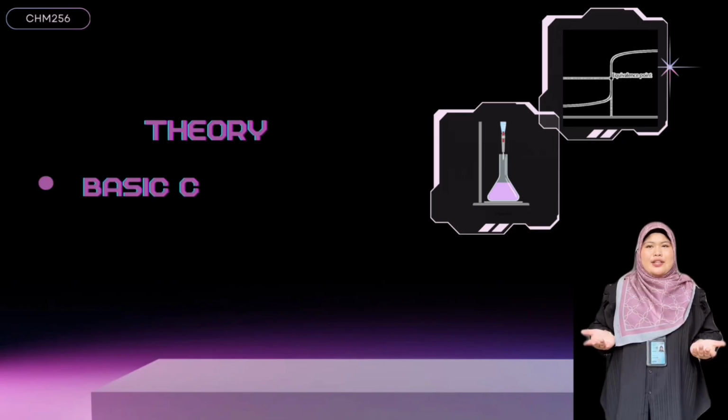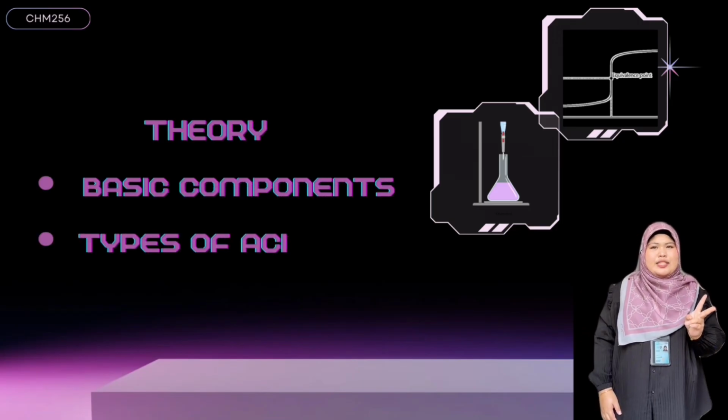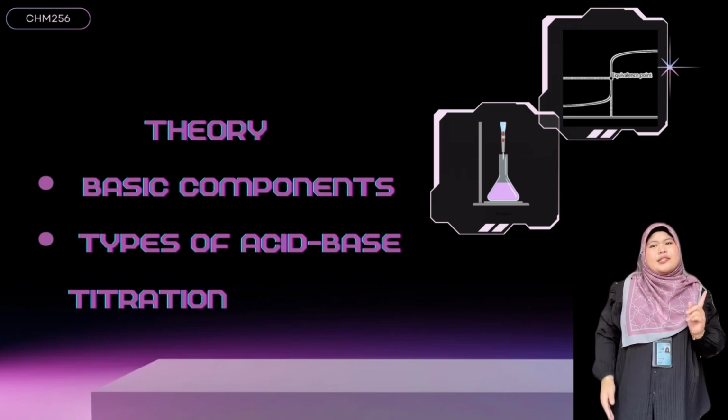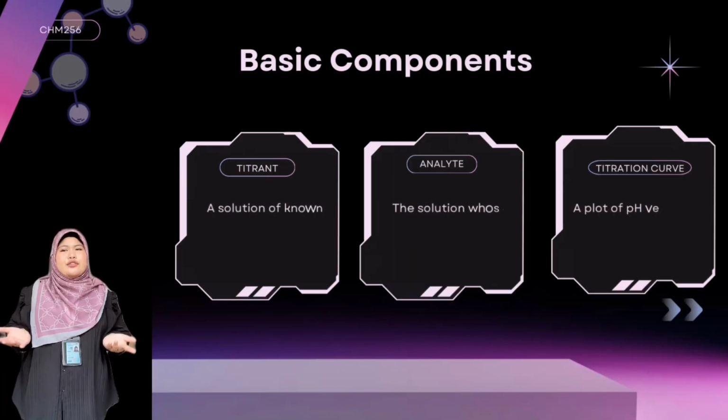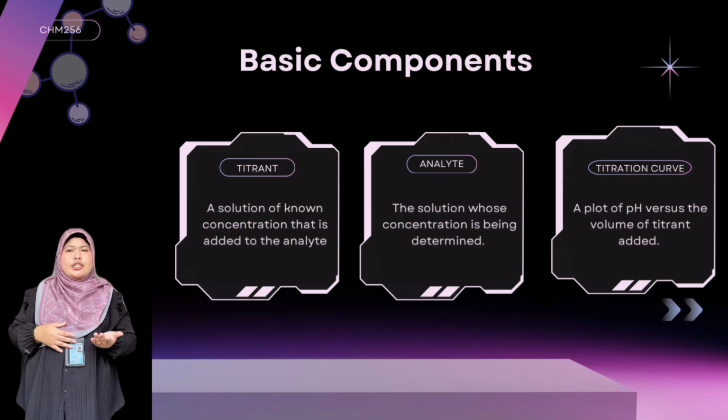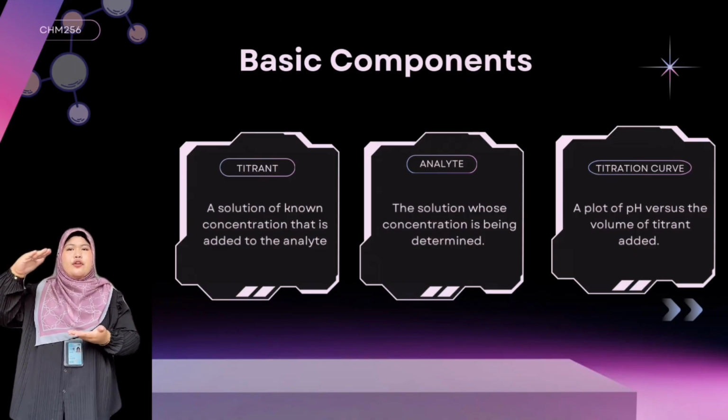Now, let's look into the theory section, starting with two focus points: basic components and types of acid-base titration. Let's break down the basic components one by one. First, titrant is a solution of known concentration that is added to the analyte. Meanwhile, analyte is a solution whose concentration is being determined. Titration curve is a plot of pH versus the volume of titrant added.